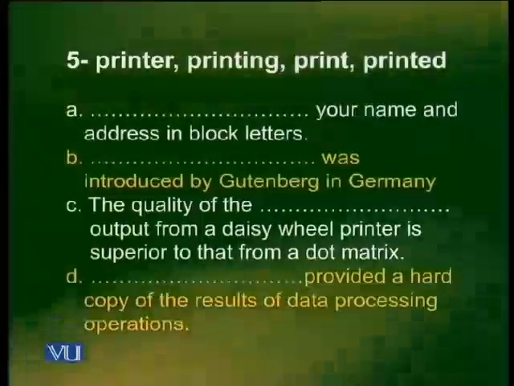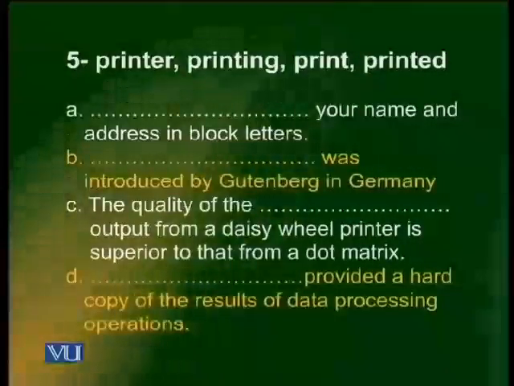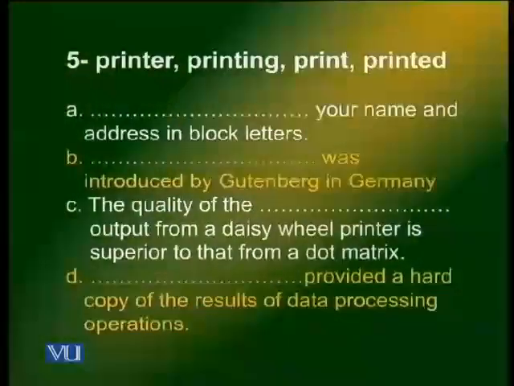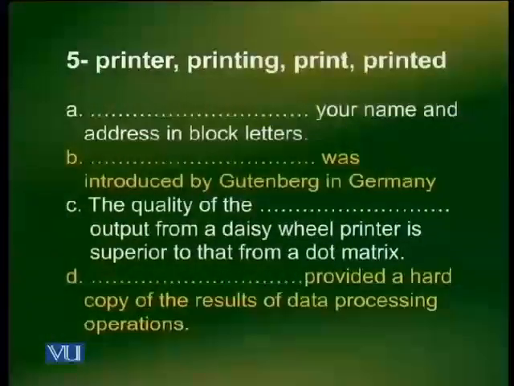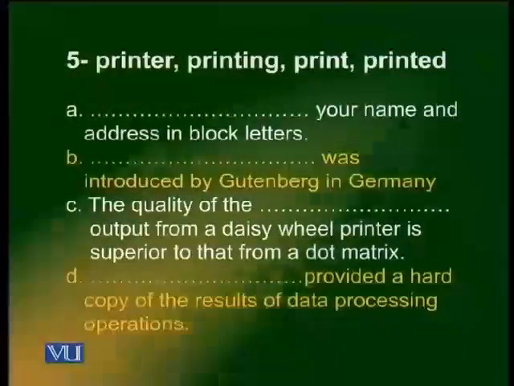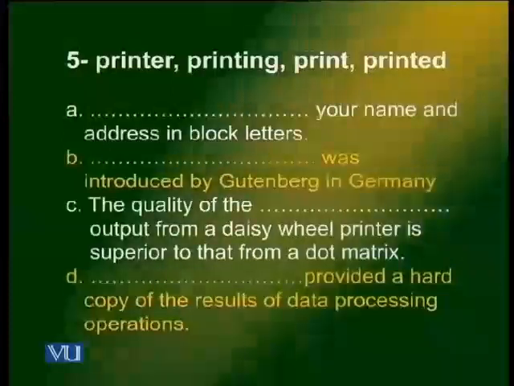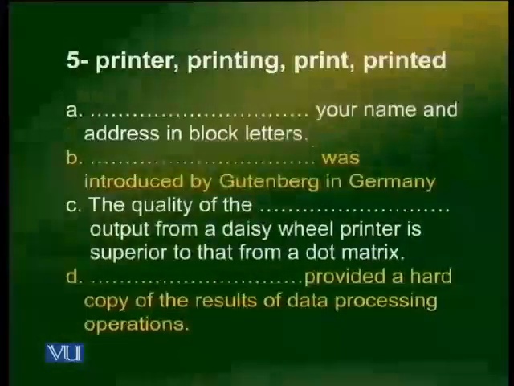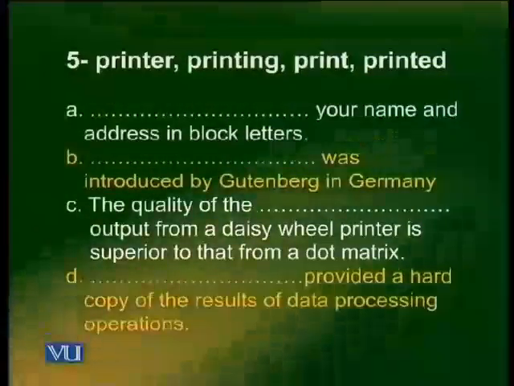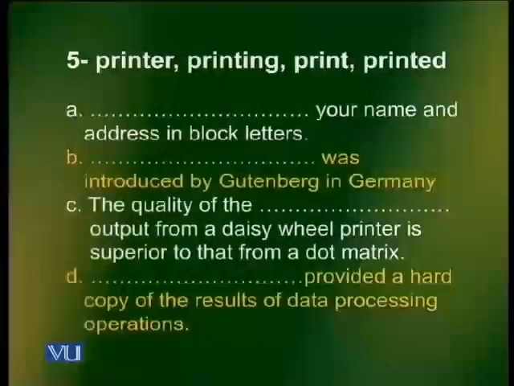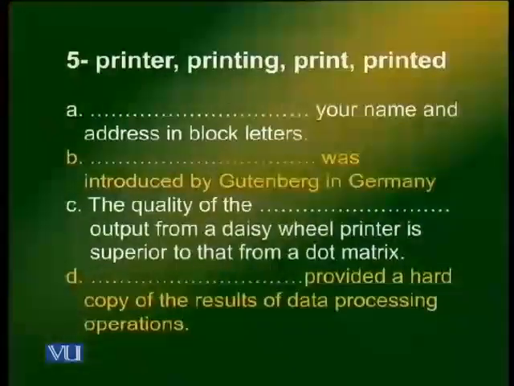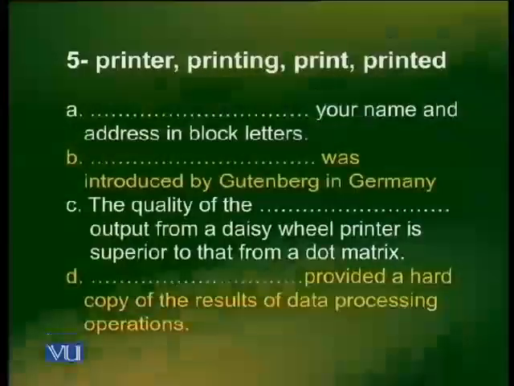Number C, the quality of the dash output from a daisy wheel printer is superior to that from a dot matrix. And the word is printed. And number D, dash printers provided a hard copy of the result of data processing operation. And the word is printers.